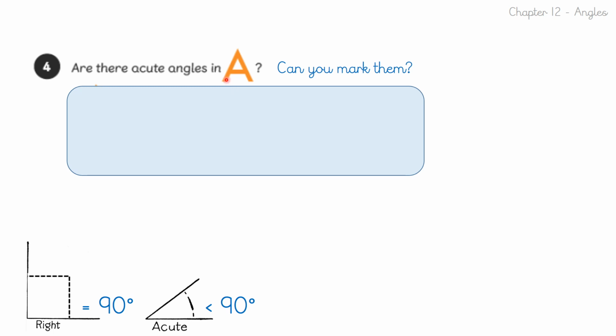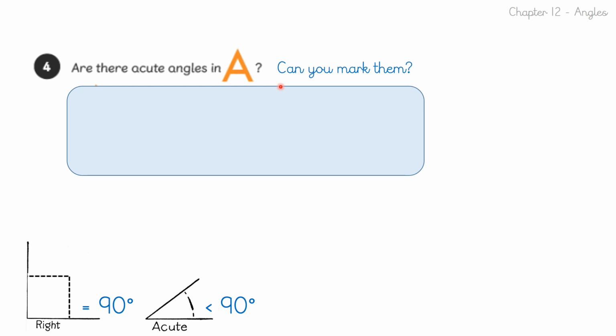I can see that there is an angle here, another one here, another one here, another one here, and lastly another one here. Are all of those angles smaller than a right angle? Would you say that all of those are acute angles? Well, you're right. Not all of those angles in A are smaller than a right angle. I think there are 3 acute angles.